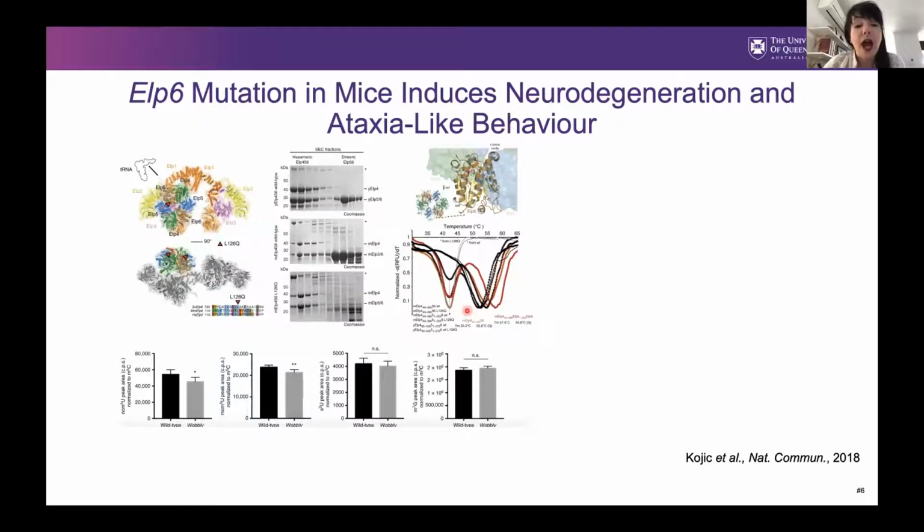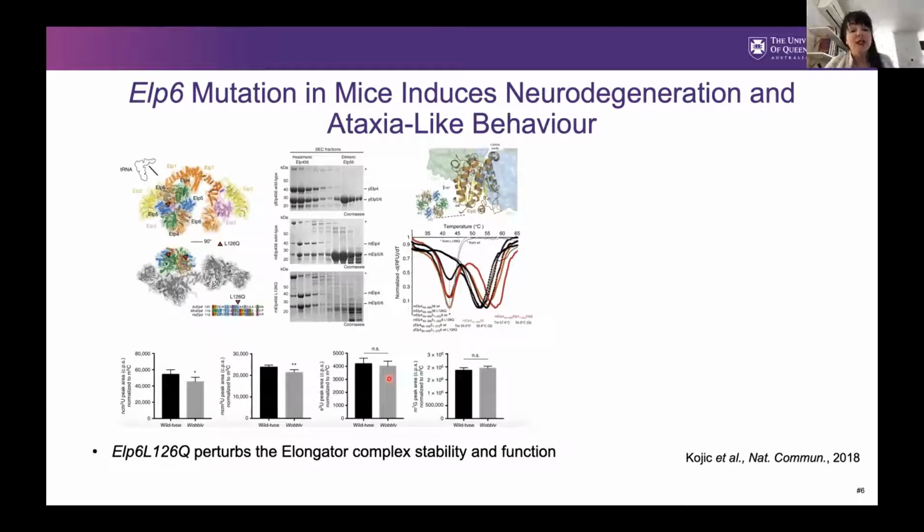Then we isolated brain tissue from the mutant mice and controls, and found that there are reduced tRNA modifications in the mutant mice. These are specific elongator-dependent tRNA modifications being reduced, whilst other tRNA modifications that are not dependent on this complex were not affected at all. So we did show that this specific ELP6 mutation perturbs the stability and the function of the complex.